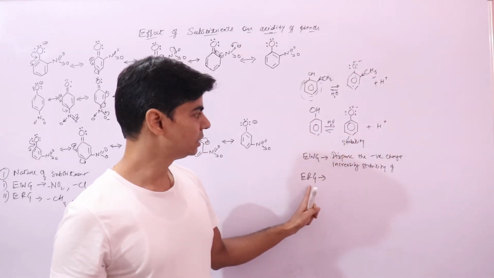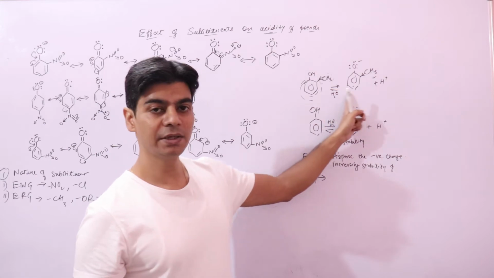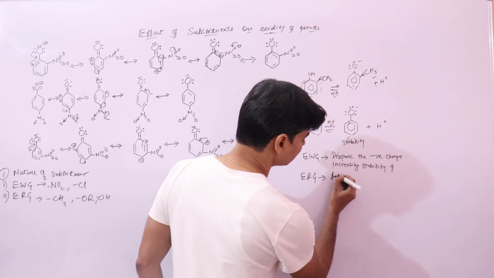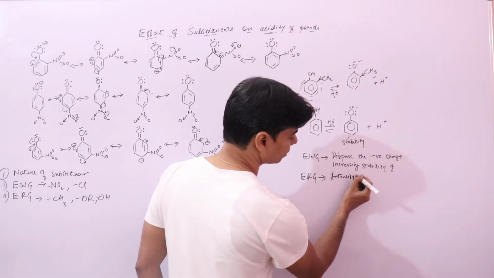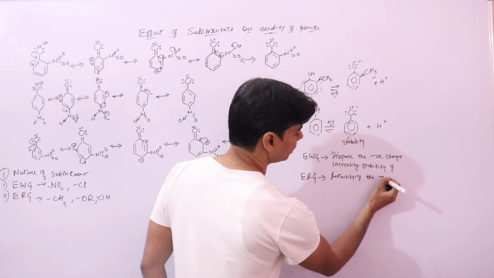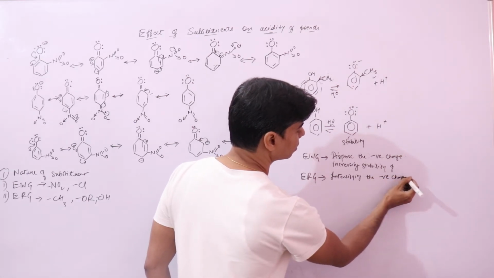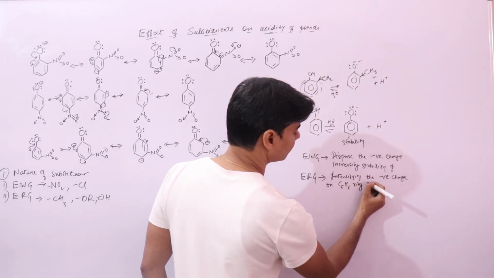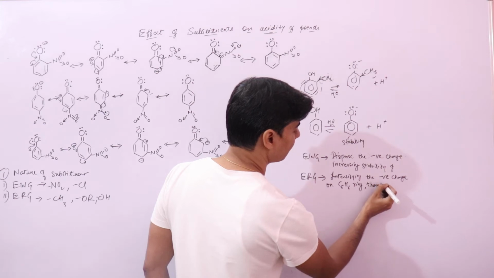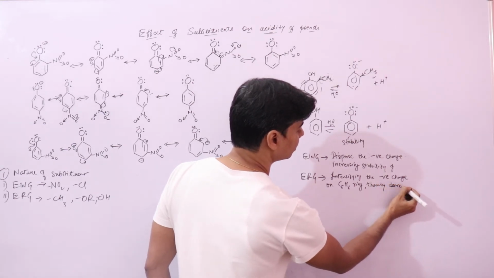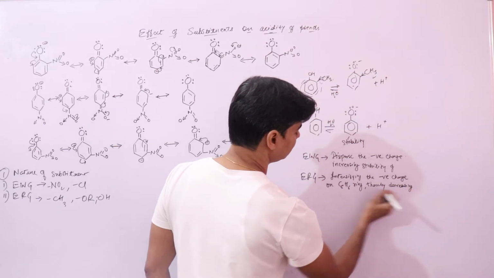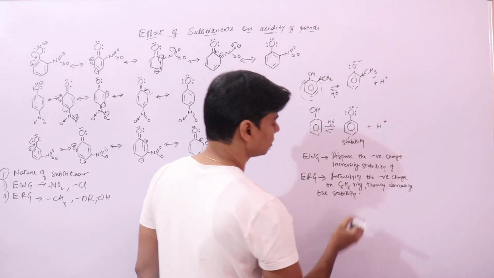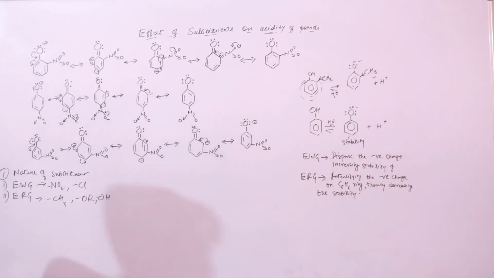So what this electron releasing group, methyl, is doing is intensifying the negative charge on the benzene ring, thereby decreasing the stability.